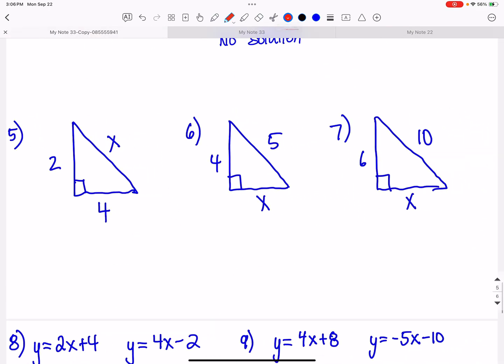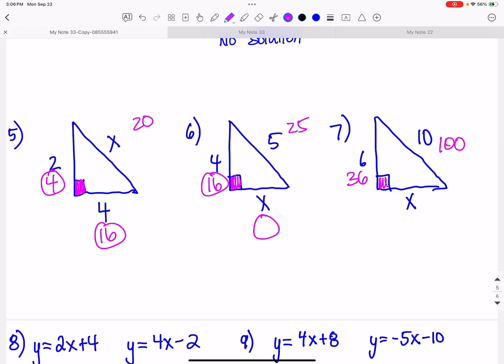Over here, we turn everything to pink numbers. 4, 16, 16, 25, 36, 100. Now, wherever the corner is, those are the pink numbers you add together. So 4 and 16, we're going to add them together. That's 20. Over here, 16 plus this one is 25, because these are the two touching the corner. So it's 16 and 9. Over here, 36 and this one add together to make 100, because 36 and this one are touching the corner, so that's 36 and 64.